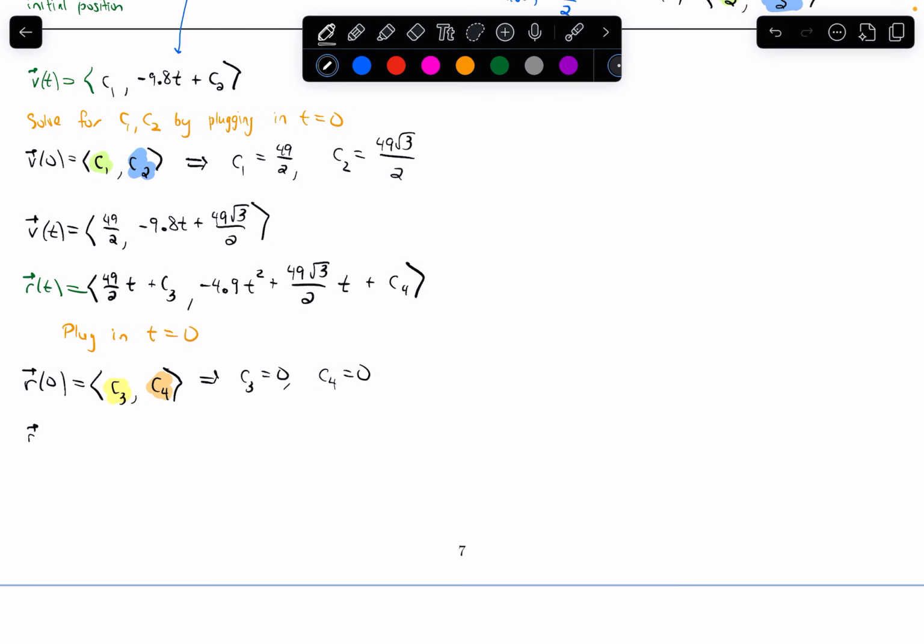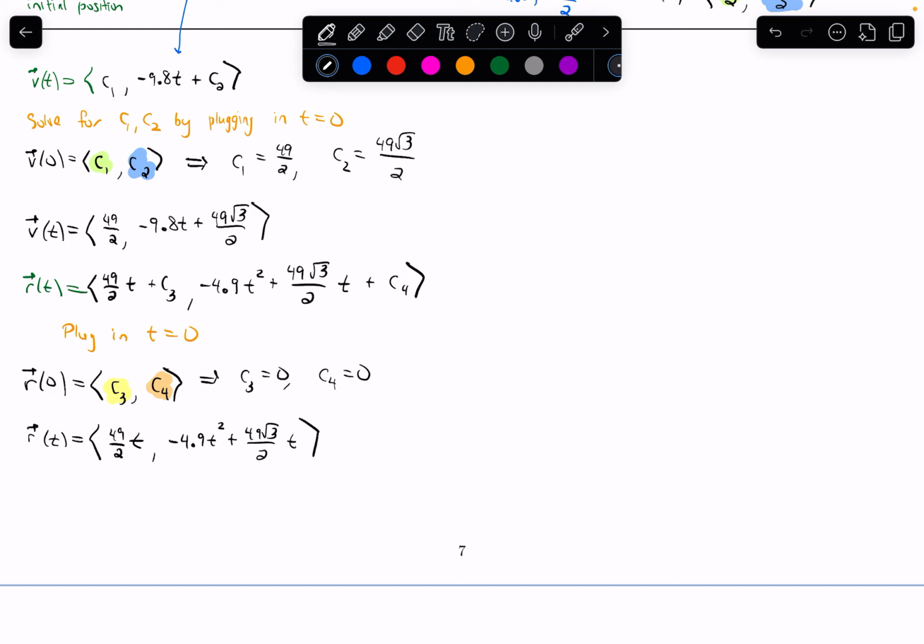My position, r of t, is 49 over 2 t, comma, negative 4.9 t squared plus 49 root 3 over 2 times t. That constant is just 0, so I don't need to write it, plus 0, so I don't have to write that. So I got my position function.